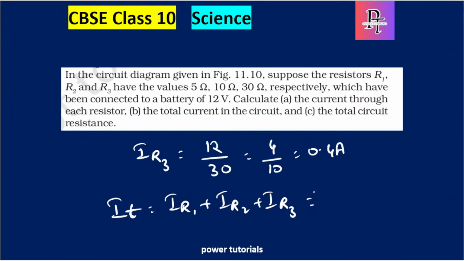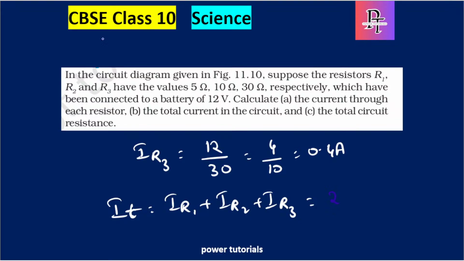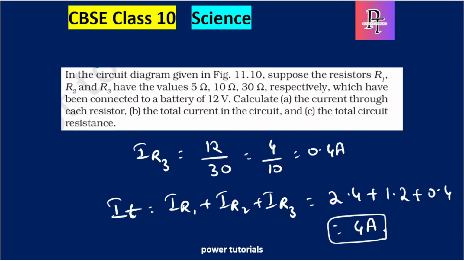Okay, so here the total current will be 2.4 plus 1.2 plus 0.4, which is 3.6 plus 0.4, which is 4 amperes. So the total current through the circuit is 4 amperes.